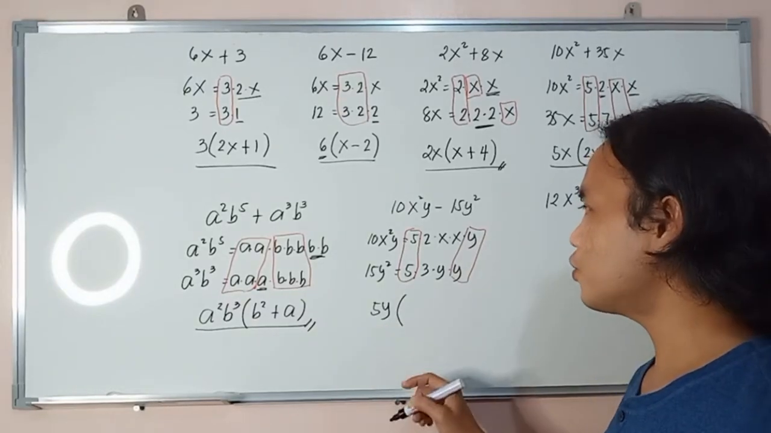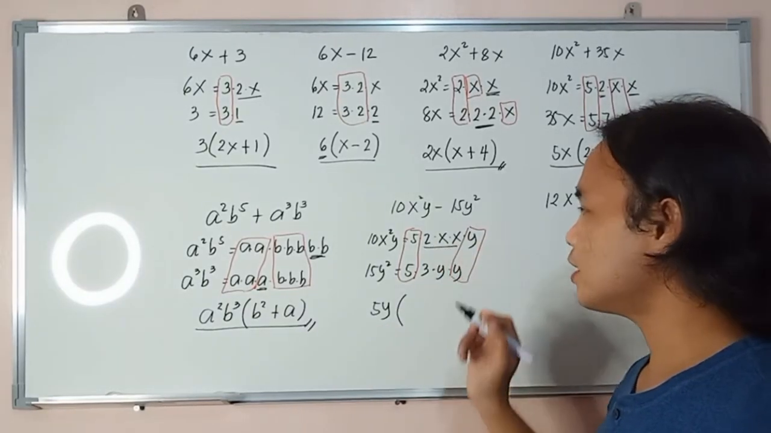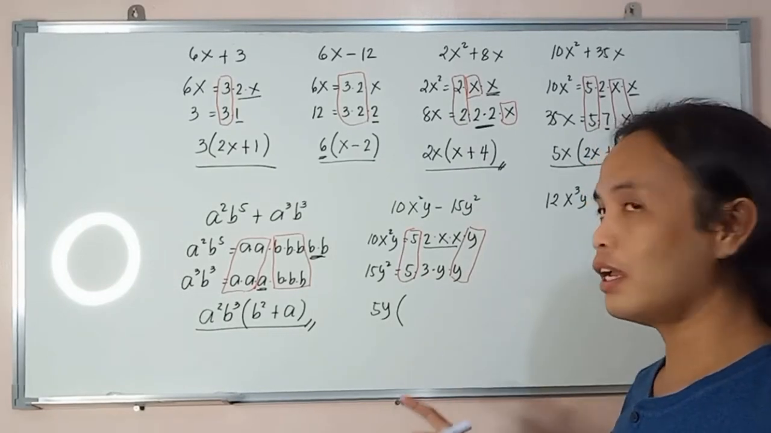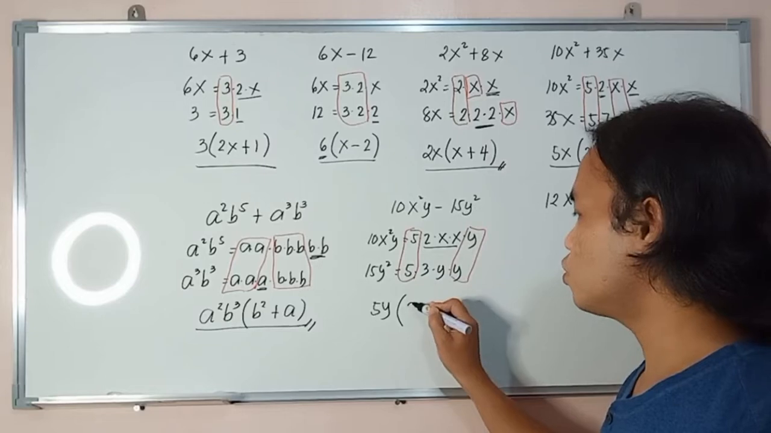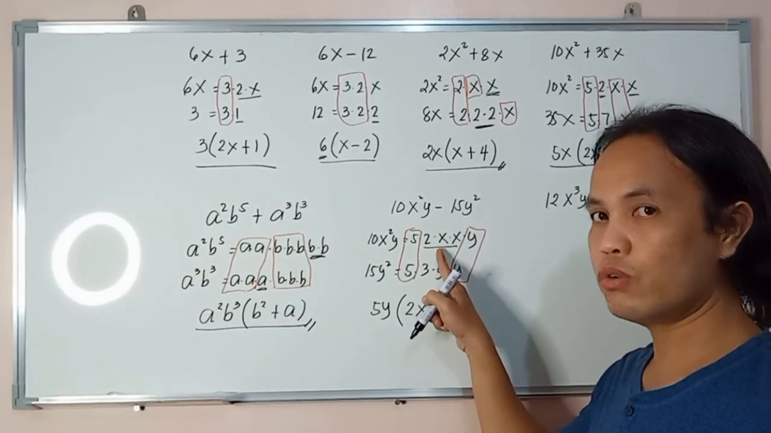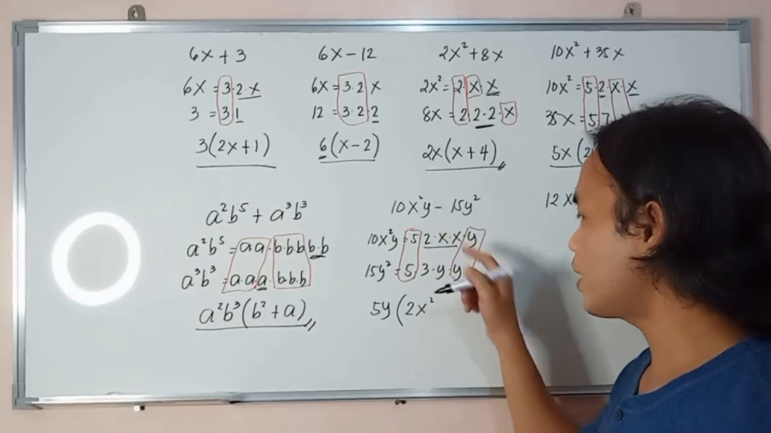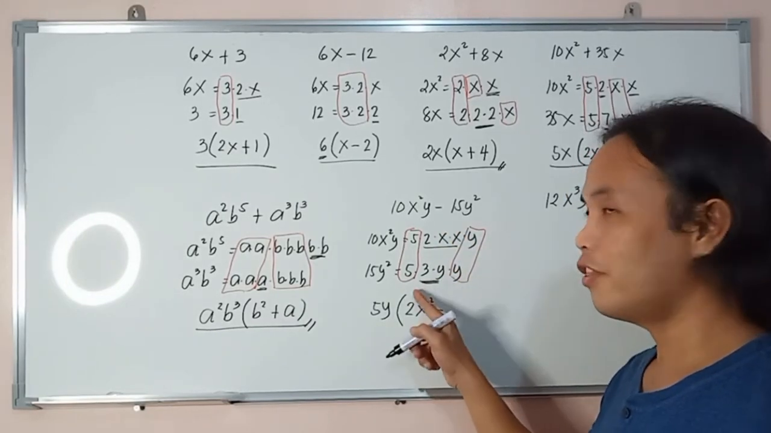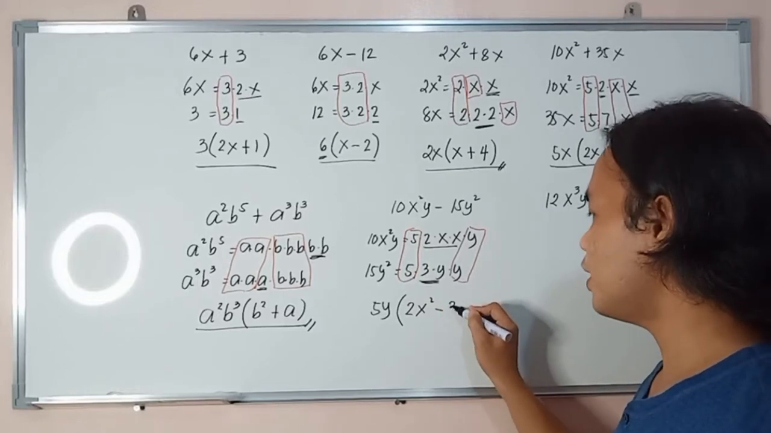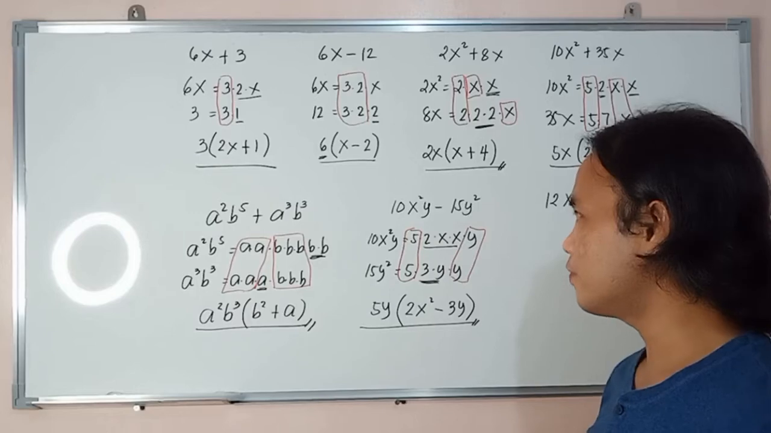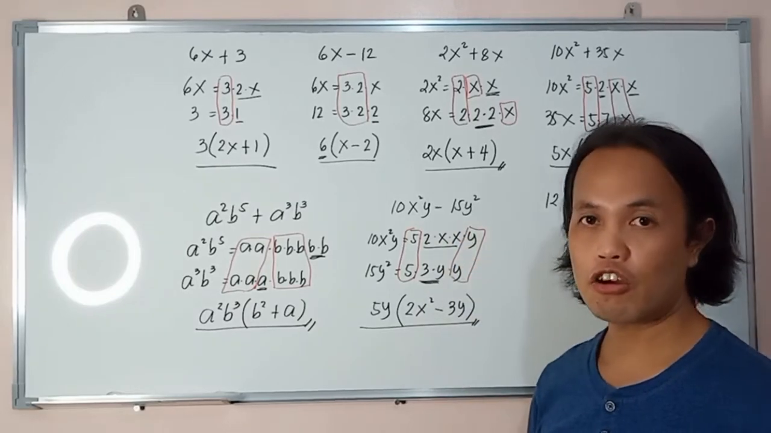So the remaining factor shall be 2x times x. So that is 2 times x, that is 2x squared. 2 times x is 2x, 2x times x is 2x squared. We copy minus. The remaining factor for the second term shall be 3 times y, that is 3y. So therefore, these are now the factors for this binomial using the common monomial factor.